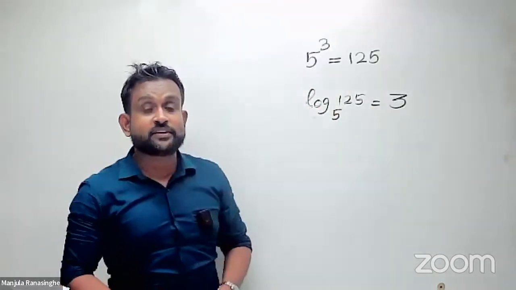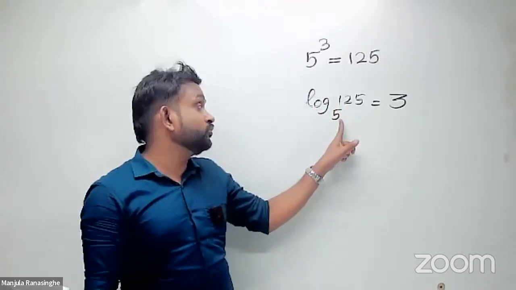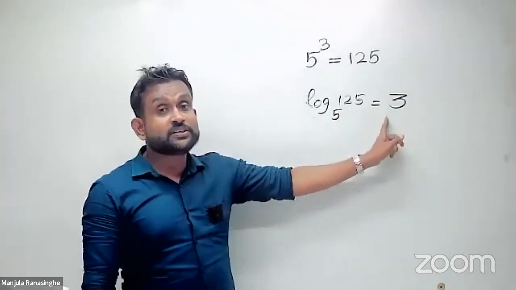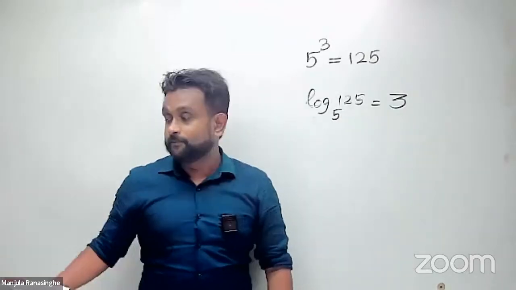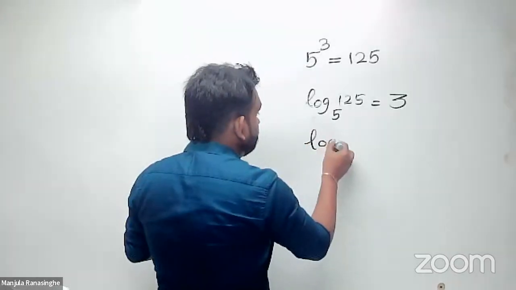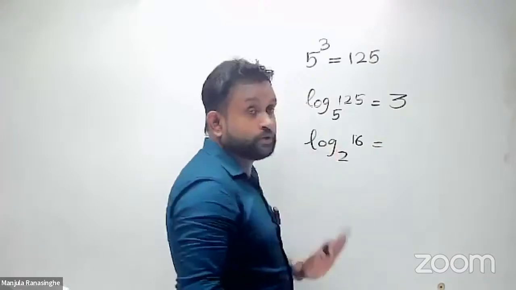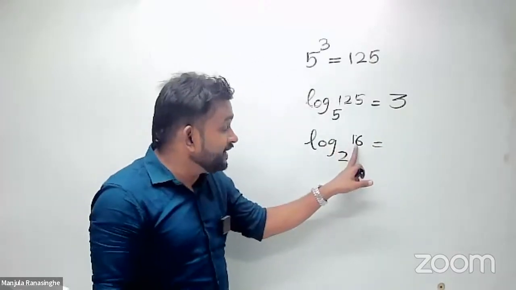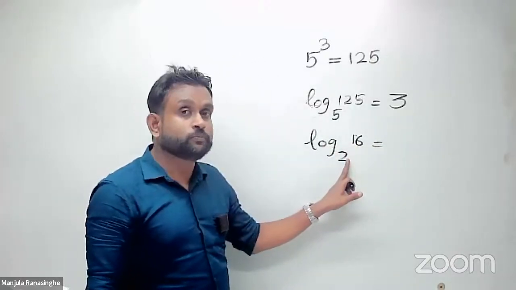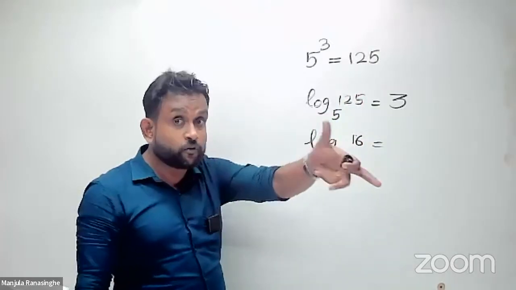For part 2, they are asking for the value of the logarithm of 125 to the base 5. So what is the answer? 3. Right. Now how do we take the answer for the logarithm of 16 to the base 2? 16 is which power of 2? Which power of 2 becomes 16? 2 to the power 4.